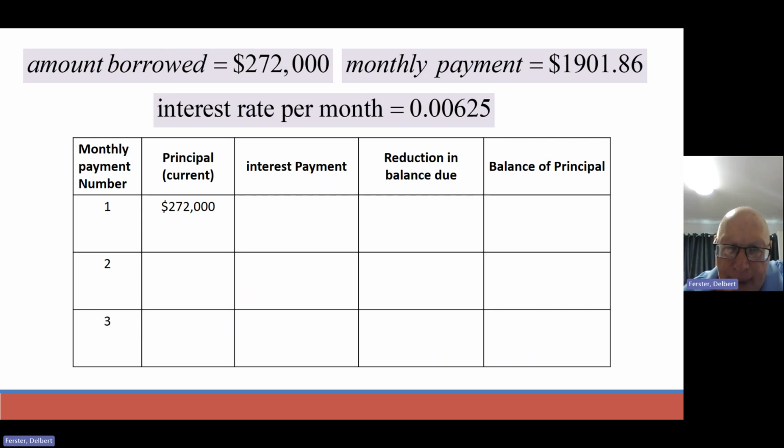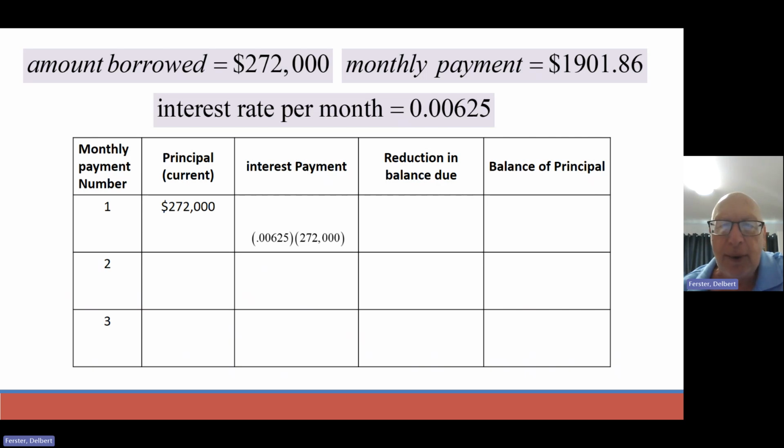So his current balance owed, as he's read there, remember, this is his first monthly payment. So he has to owe $272,000. He's going to send them a check for $1,901.86. The interest rate per month, remember, we took that 7.5, cut it by 12 to get 0.00625.